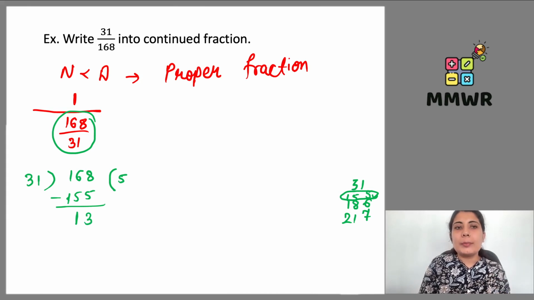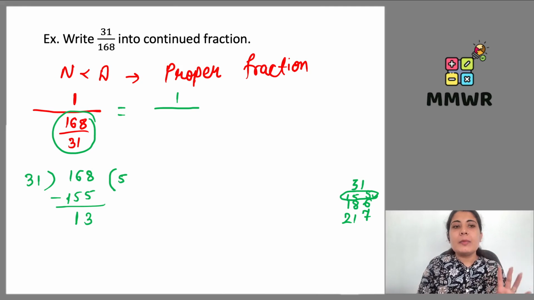Now to continue, let me first write 1 upon. This can be written as 168 divided by 31, which is an improper fraction now. This improper fraction I simply converted into a mixed fraction. I have not done anything else, I have only written it in mixed fraction form. 168 upon 31 I can write as 5 and 13 upon 31.